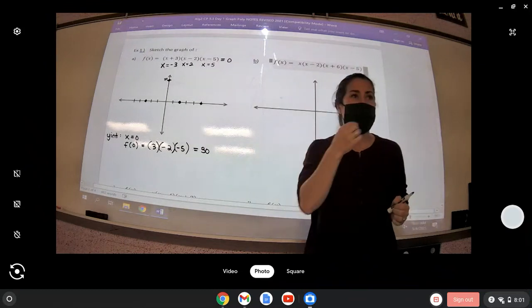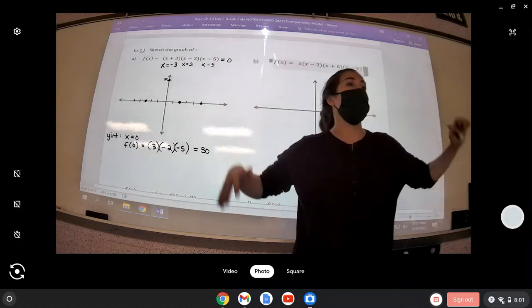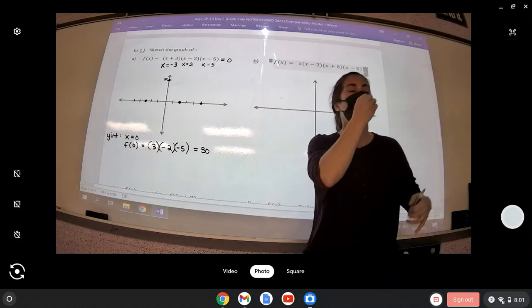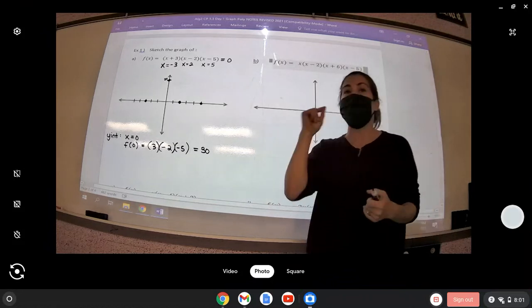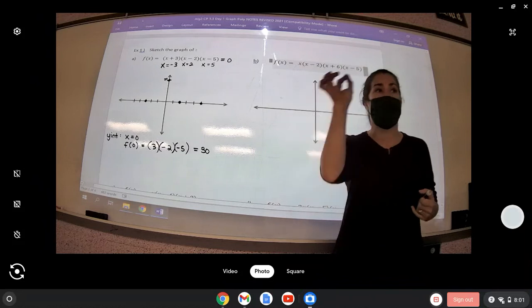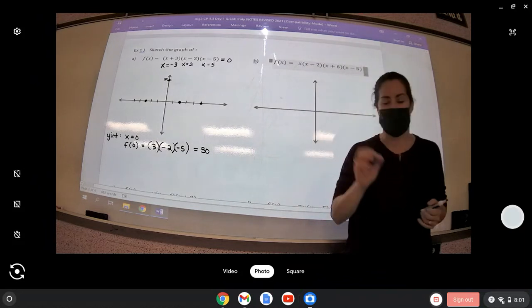To get the rest of the graph, we need to know the end behavior. Which end of the graph is up? Which end of the graph is down? Are they both up? Are they both down? We need all that information. And to get that information, we need the degree of this polynomial, whether it's even or odd, and we need to know the sign of the leading coefficient.